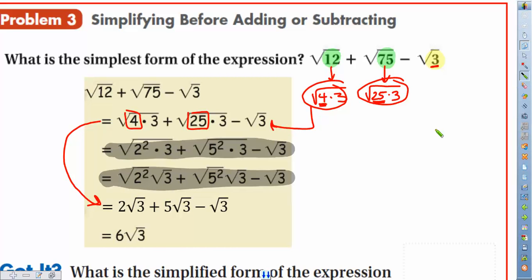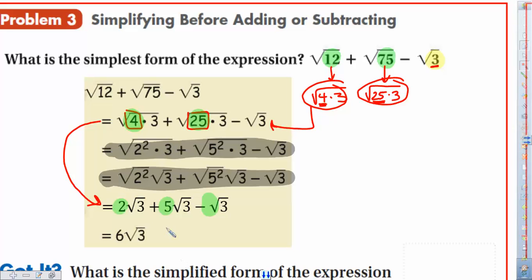Okay, let me grab the highlighter just to make sure we're all on the same page. The square root of 4, that's your 2. The square root of 25, there's your 5. And then let's take a look at what's left over. We have a square root of 3, we have another square root of 3, and then we have that subtraction of the square root of 3 that's still there.